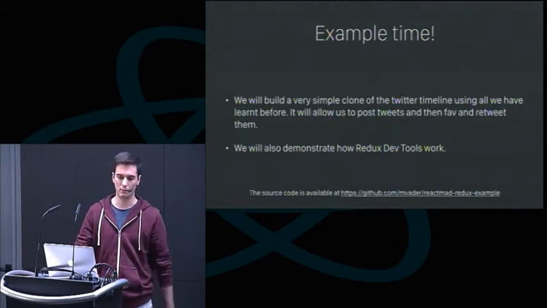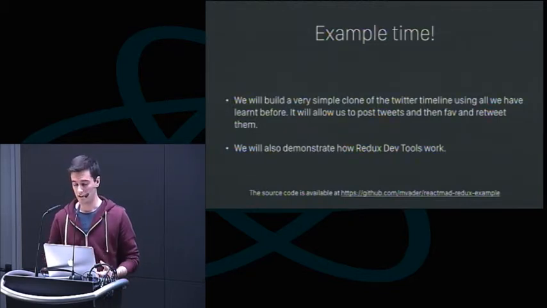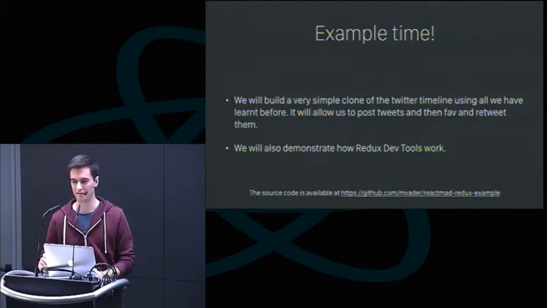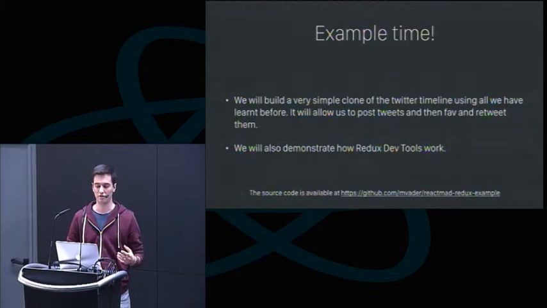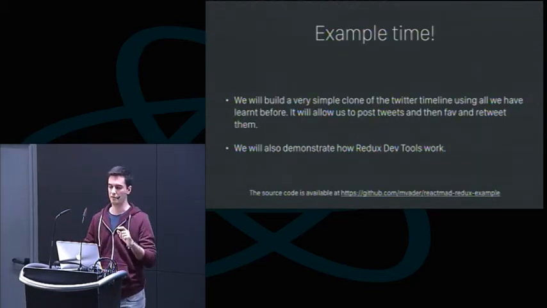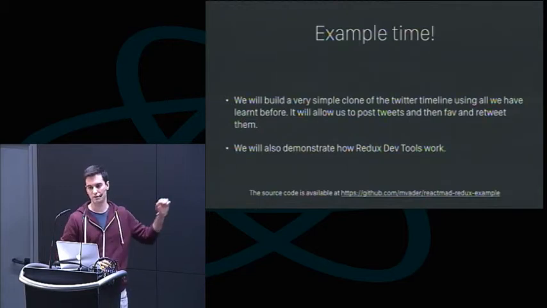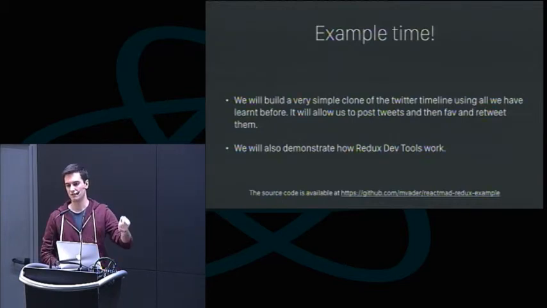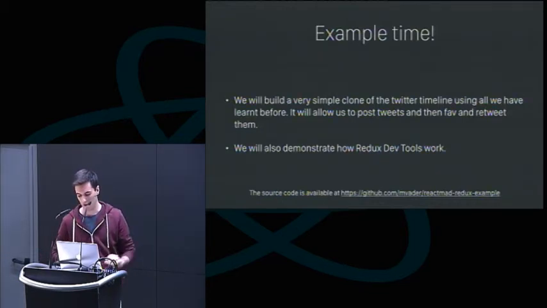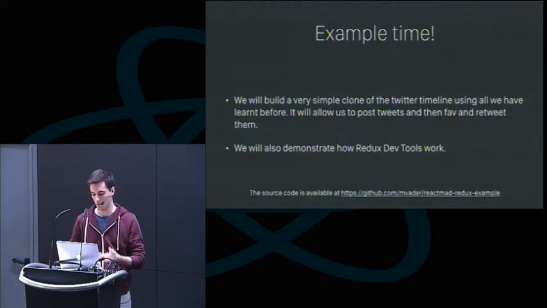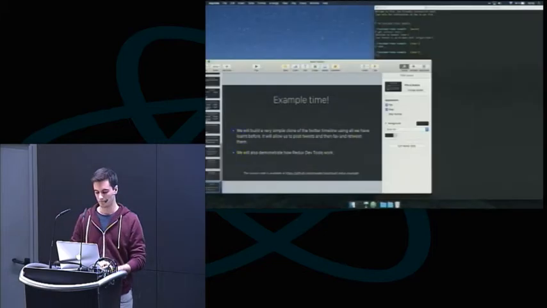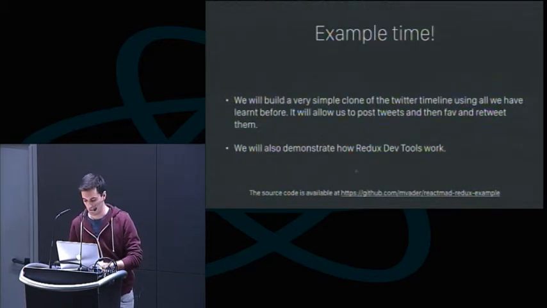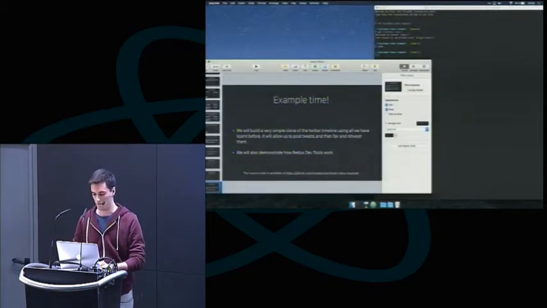So now it's the example time. We will see how to build a simple clone of the Twitter timeline, a really, really simple clone, because we don't have time to build Twitter here. It just will have the functionality of posting tweets, fabbing, and retweeting. Retweeting doesn't actually retweet, just adds the tweet you want to retweet to the top of the list with the button of retweet. And we will demonstrate how Redux DevTools works. Oh, and the source code is available on GitHub as soon as I release it, so it'll be there for you to see.